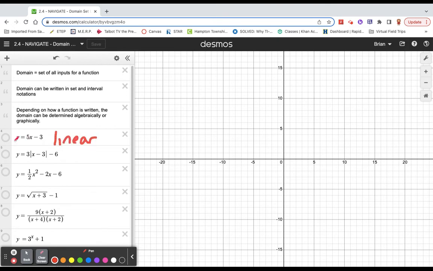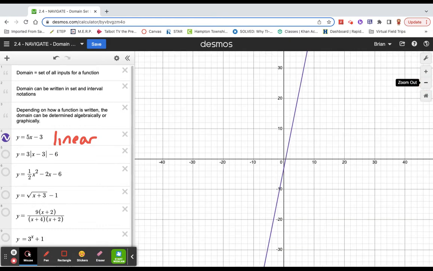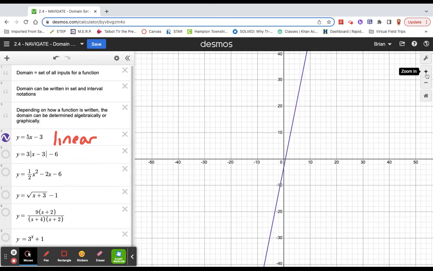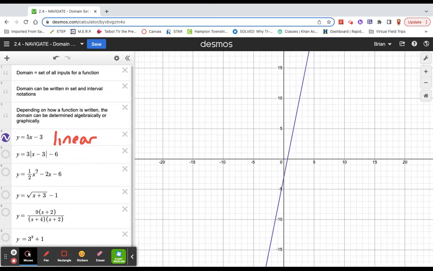And when we graph a linear function, and you can take a look at the picture here, we get this nice straight line that is theoretically going to continue on in every direction. If I zoom out a little bit, you'll see that that line keeps going and going and going. It should be fairly obvious at this point that I am able to take any x value I want and substitute it into that equation.